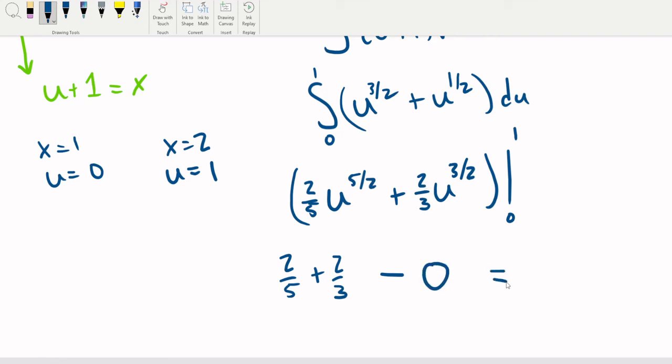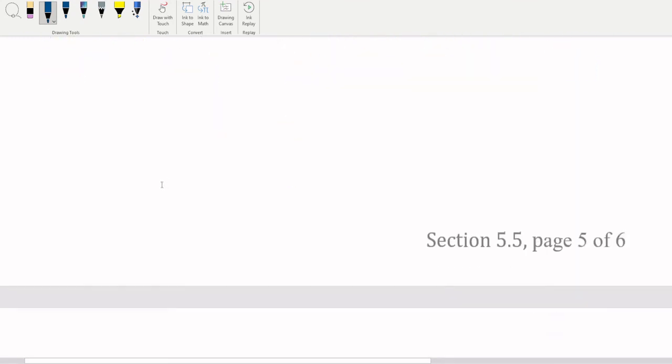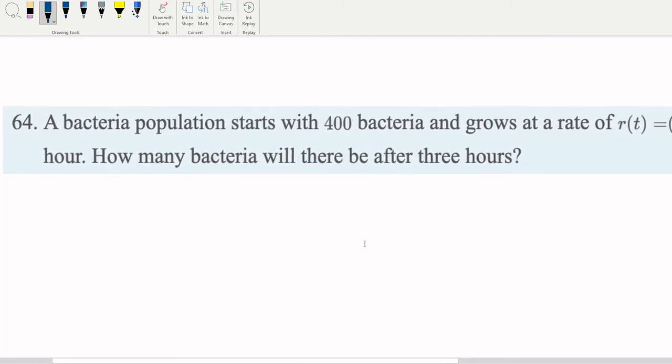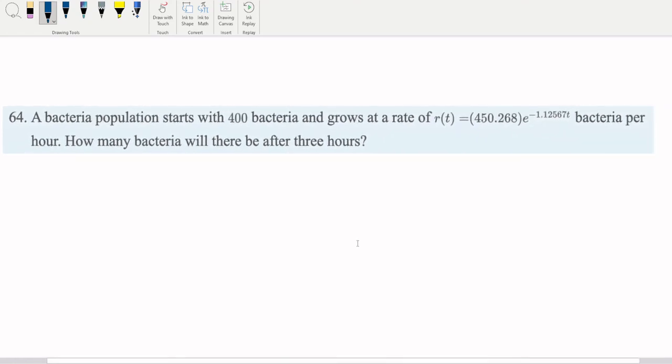All right. So then, you can put this in a calculator if you want, but we can get up to 15ths here, right? So this will be 6/15 plus 10/15, which gives me 16/15. But you could just do that in a calculator if you want to. Okay, let's keep going. All right, so we've got one more, and we are going to be doing a word problem here. So let's read through it.